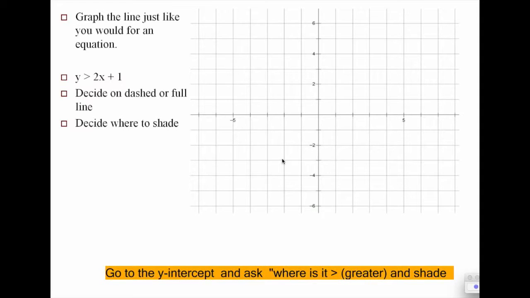Let's move on to this example right here. We're graphing the function y is greater than 2x plus 1. Before we start, a couple things that I'm going to go over. When we're graphing y is greater than 2x plus 1, step 1, pretend like it's y is equal to 2x plus 1.